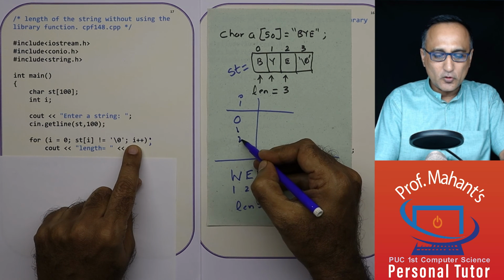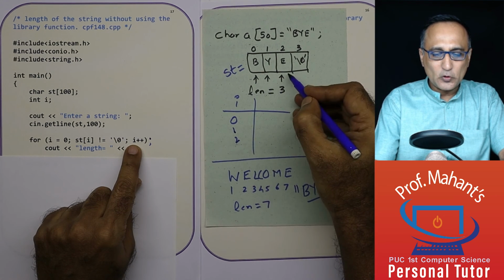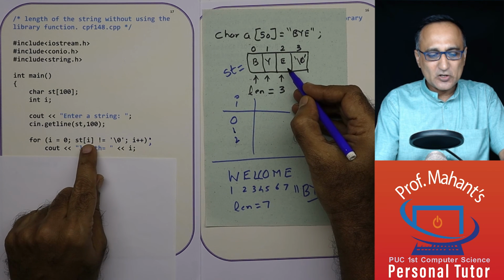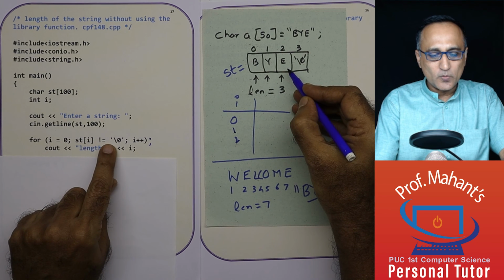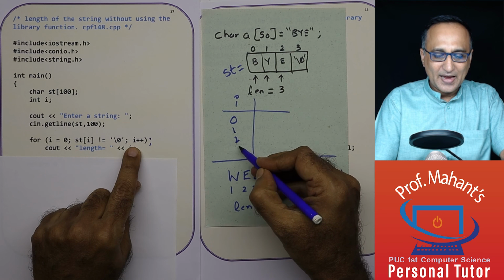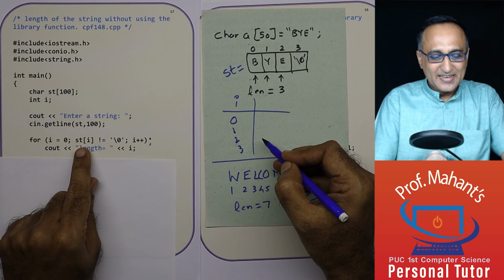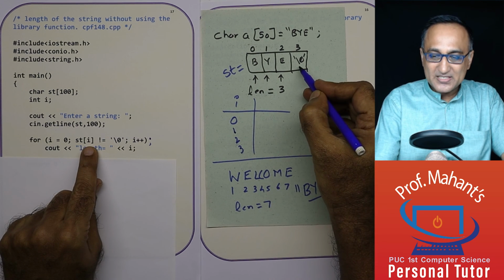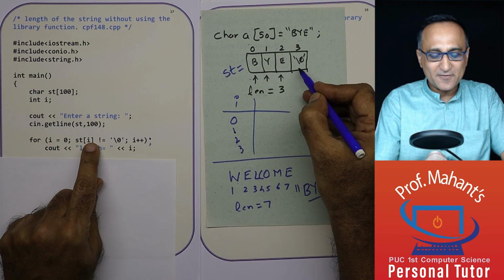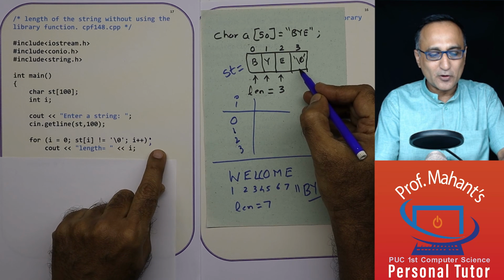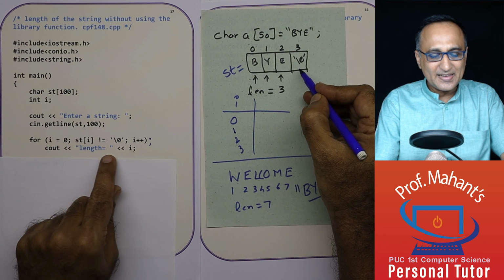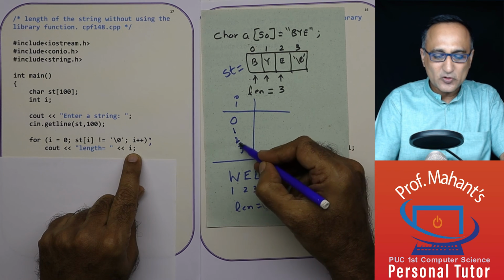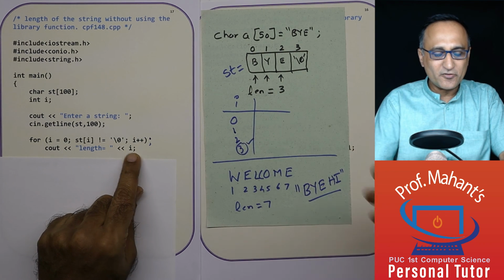i is increased to 2. St of 2 is e. Is it equal to null? No. So I come back to i. i ends up becoming 3. St of 3, now it is equal to null. So this condition fails and I come out of this for loop. And then when I print the value of i, it is going to print 3 as the length of "bye".